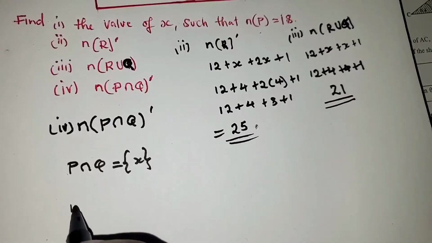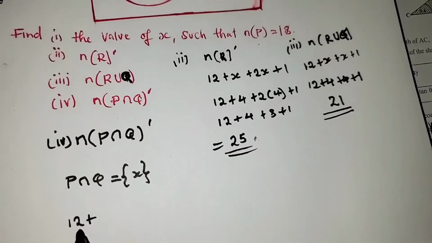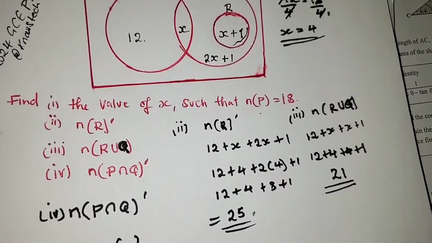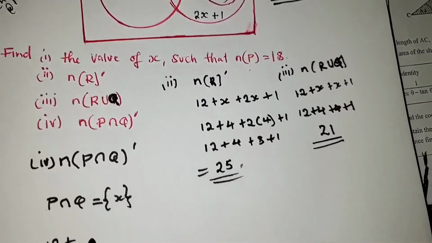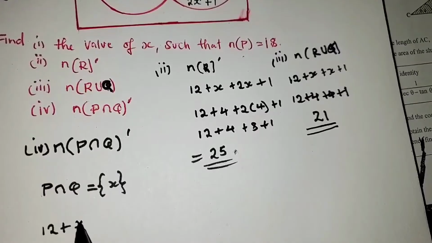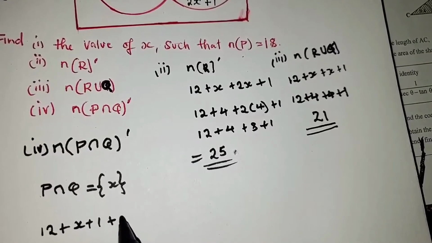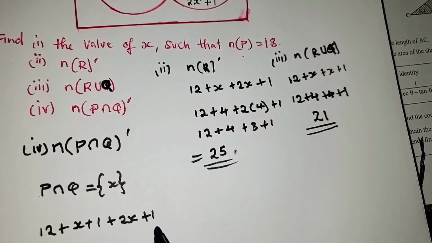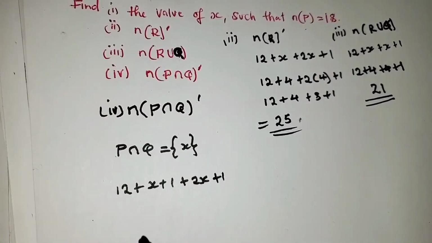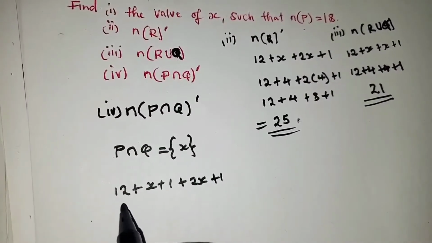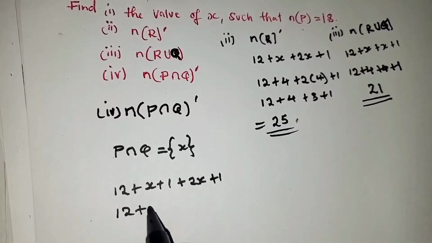This is going to be 12 plus X plus 1 plus X, 2X plus 2. So you can just write X plus 1 plus 2X plus 1. Alright. Then where there is X, we do the usual. We substitute with 4.